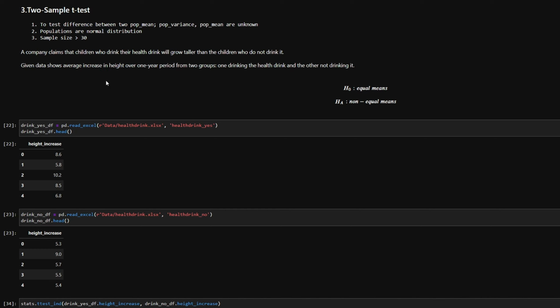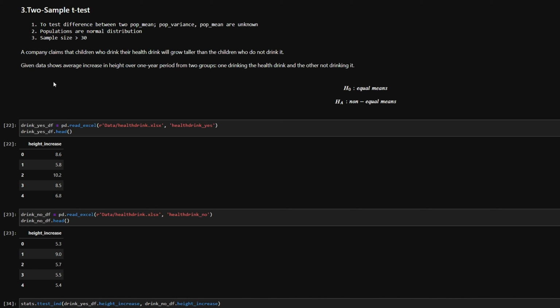So let's again look at the example of it. How is it used in practice? So if you're getting confused on why do we have so many tests, that's basically to solve a different kind of problem, and that kind of problem is defined by these key points or these conditions.